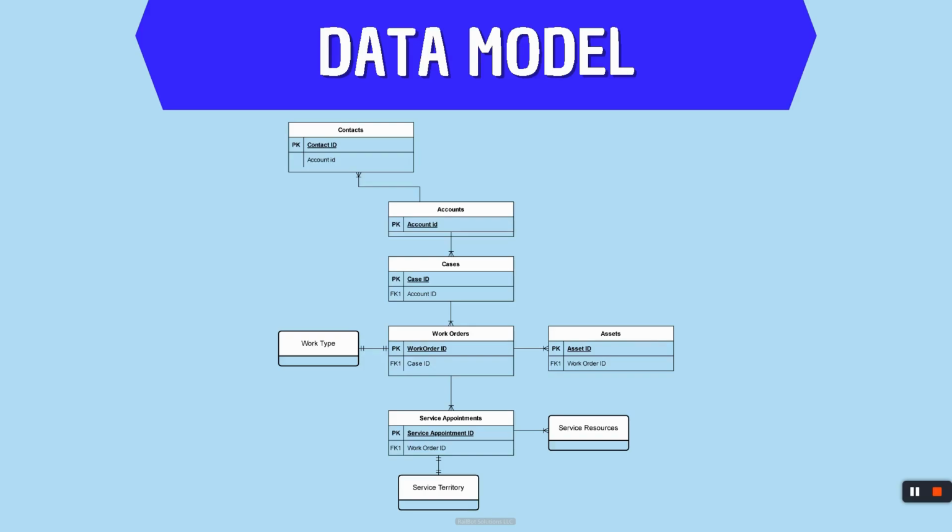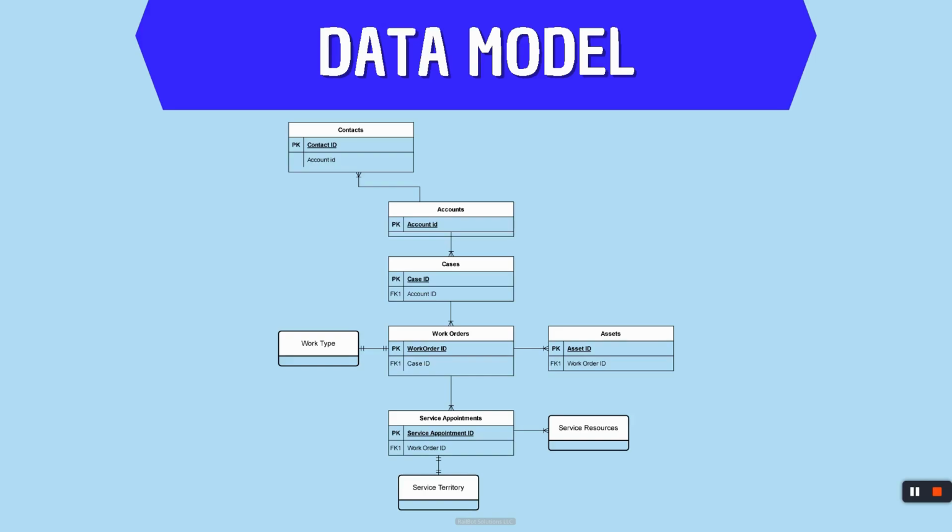Now work order has a relationship with itself as well. So you'll see a work order can also have a child work order. The other object that I have not taken into consideration is work order line item. So a work order can have different line item work spread across multiple days.